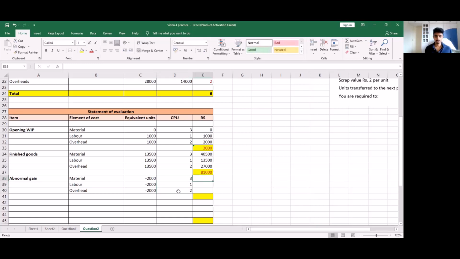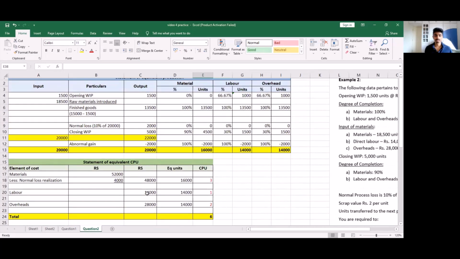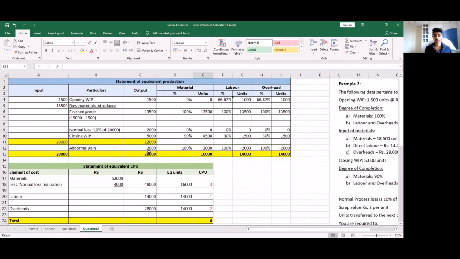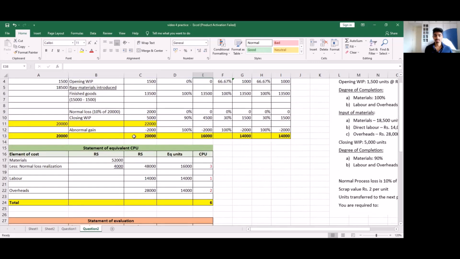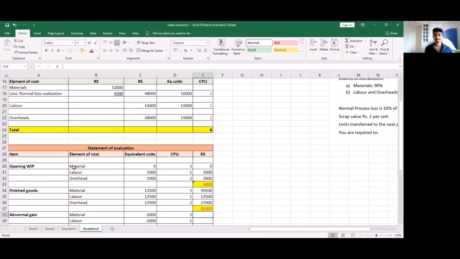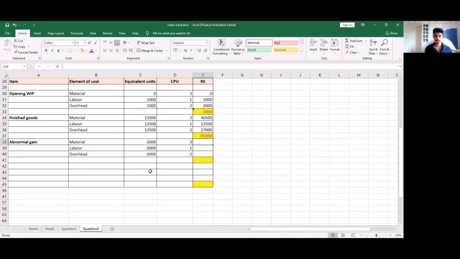Now, over here, we don't multiply minus 2000 with 3 and write minus 6000 because cost of any production cannot be negative. So we took these negative figures so that we can write abnormal gain on the output column and balance these two columns. But that doesn't mean that our cost to prepare these abnormal gain units will be negative. So our cost will be positive.